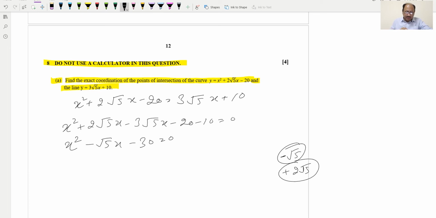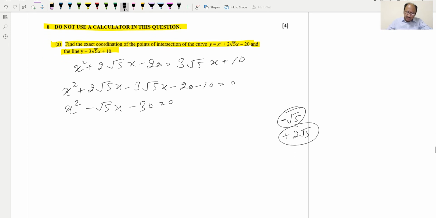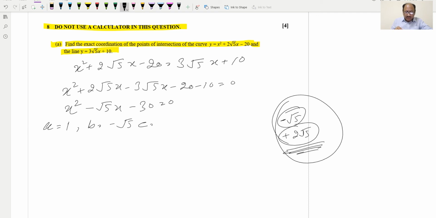So we can use quadratic. This is a 4-mark question, so we'll be showing the complete working. I have just used the calculator to guess this one, so I'm not using the calculator for the working of the question. So I figured out that we have to use the quadratic formula. Factorization will not be working. So A is equal to 1, B is equal to minus root 5, and C is equal to minus 30.